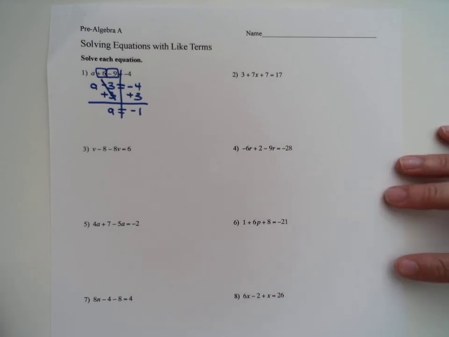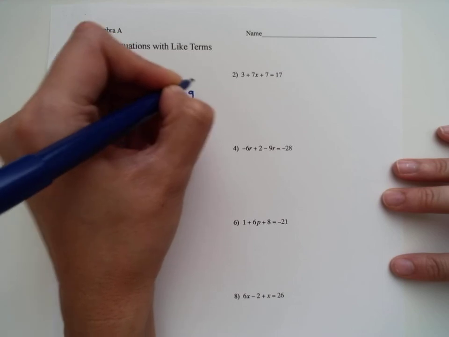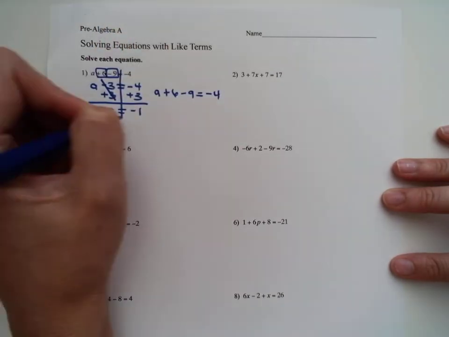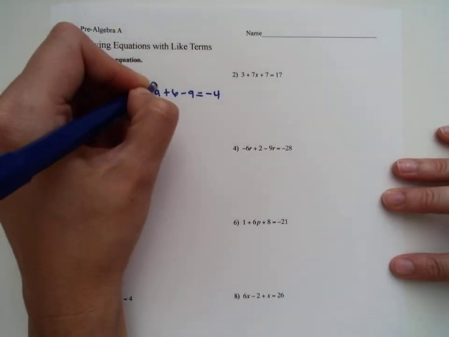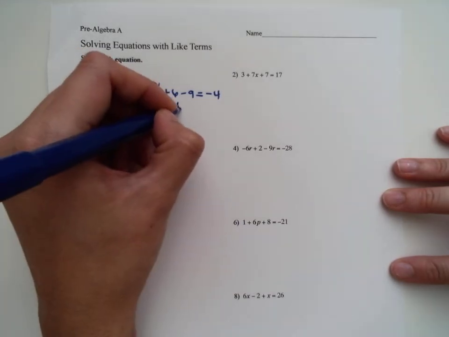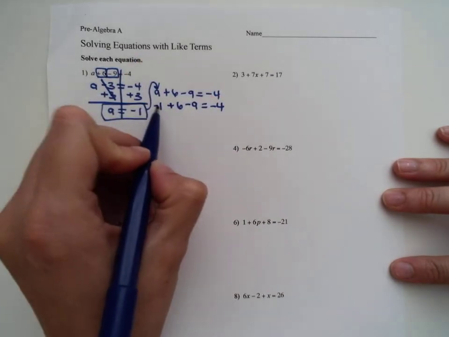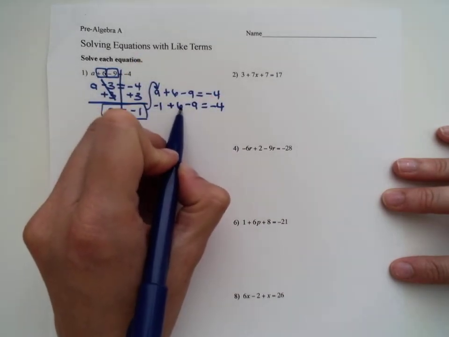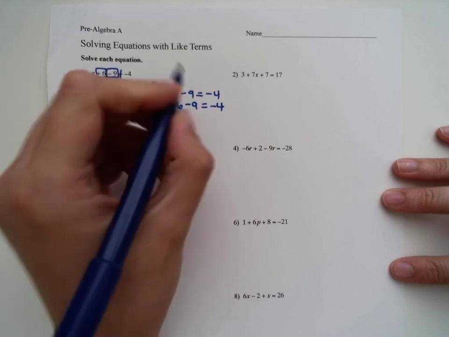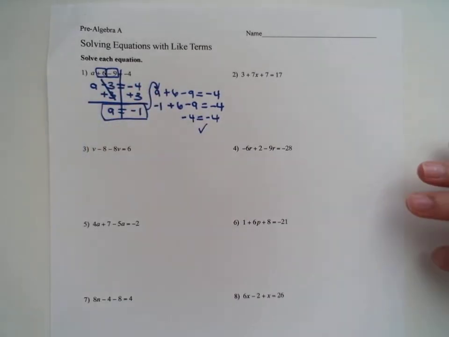And then, of course, we still want to check our answer. So we have a plus 6 minus 9 should equal negative 4. We take this and substitute it in for a. So we have negative 1 plus 6 minus 9. Does that equal negative 4? Negative 1 plus 6 is 5, and 5 minus 9 is negative 4, which equals negative 4. So we solved correctly.